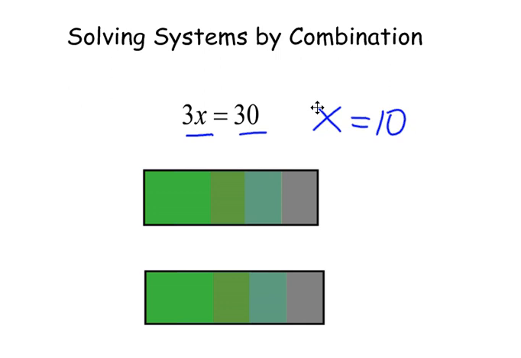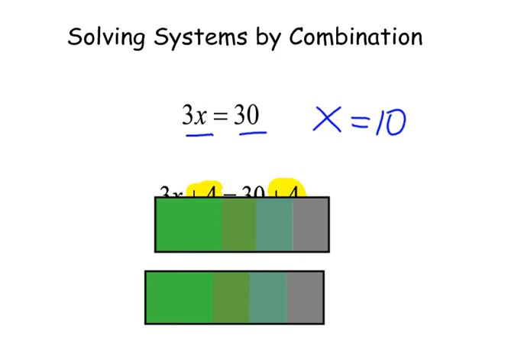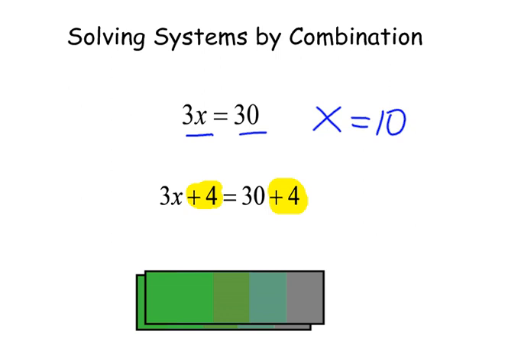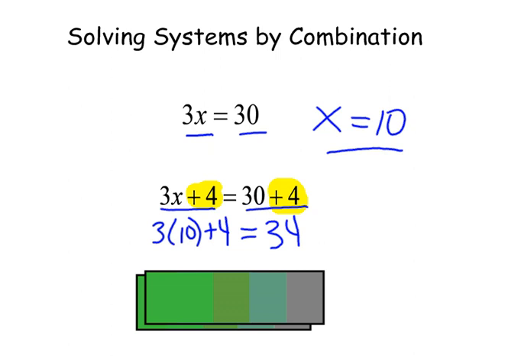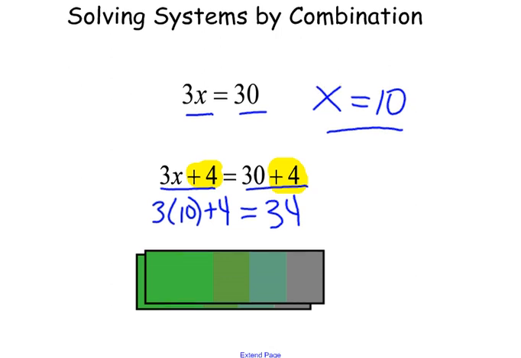What happens if we add equal amounts to both sides of the equation? So what if we add 4 to both sides of the equation? We get 3x plus 4 equals 30 plus 4. Is x still equal to 10? Well, 3 times 10 is 30, plus 4 is 34, and that equals the same thing we get on the right-hand side. So it's okay to add the same thing to both sides of our equation.